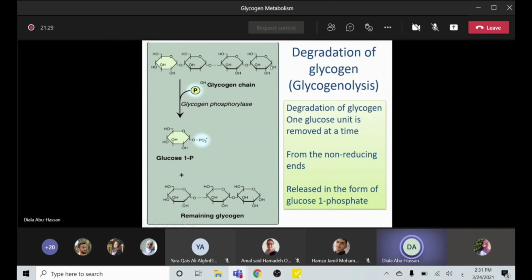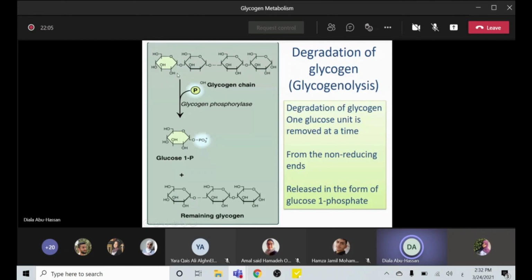So we start with an enzyme called glycogen phosphorylase. Phosphorylase, the suffix "lase" means it removes something, okay? Or breaks something down. It's going to remove this residue and also phosphorylate it, so it comes out as glucose 1-phosphate. Okay? So, and this is the remaining glycogen molecule. So the process is going to get released on the new non-reducing end. Okay?